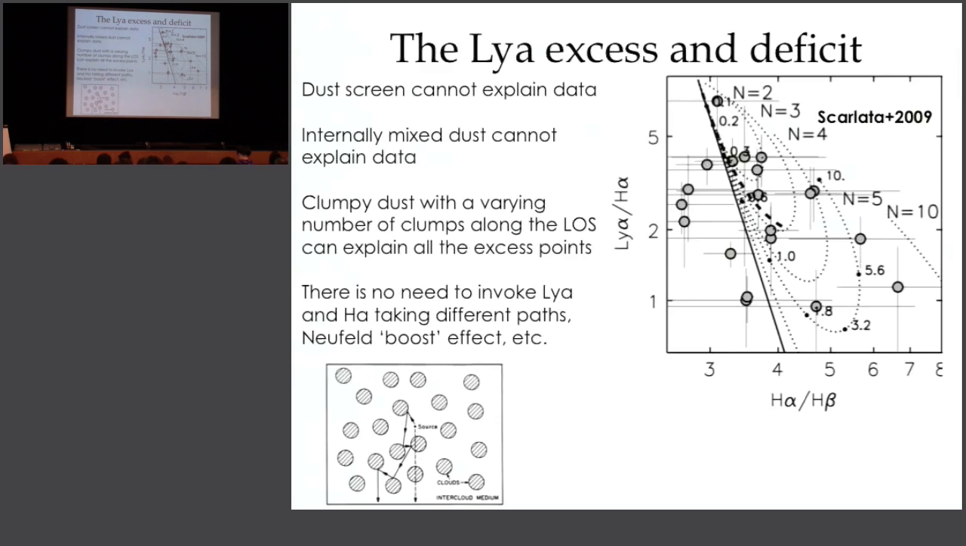Here you have the points below. They're not really a problem because you can do that with resonance scattering, just make the path of Lyman-alpha longer. But these points up here are very much harder to explain in this way.